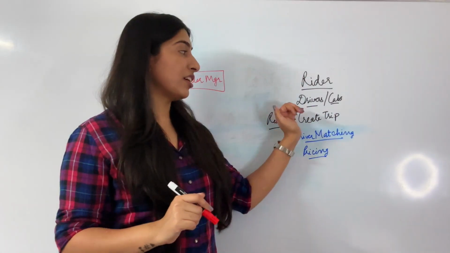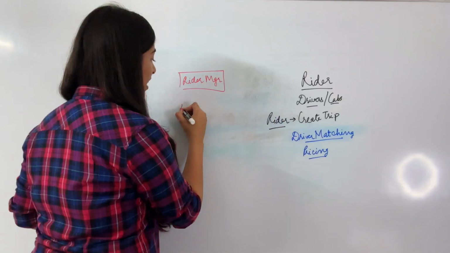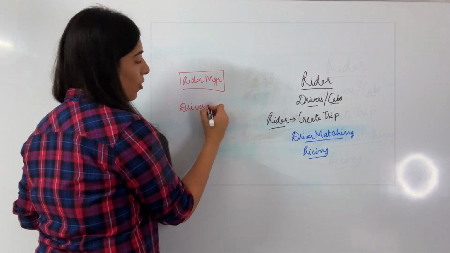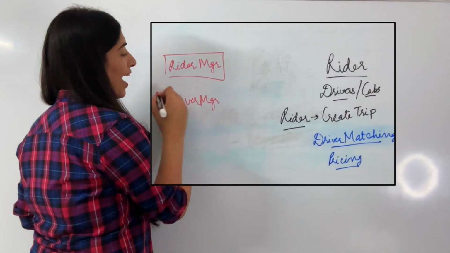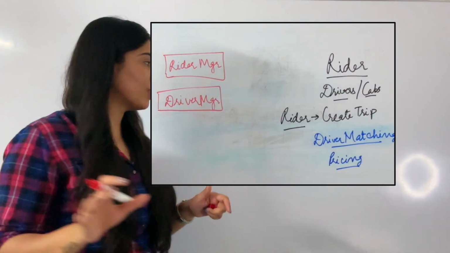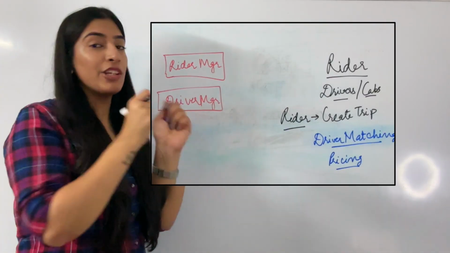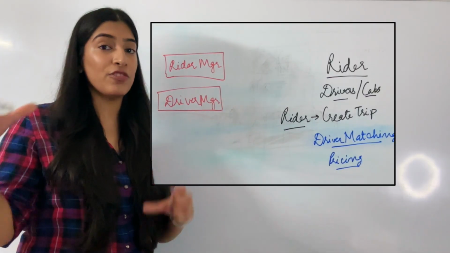Similarly, I need to take care of all my drivers. So again, I'm going to have a driver manager. This will also be a singleton class and this is going to take care of all the drivers. So till now we have two classes, rider manager, which has a map of all the riders corresponding to rider ID. It is going to store all the information of rider.